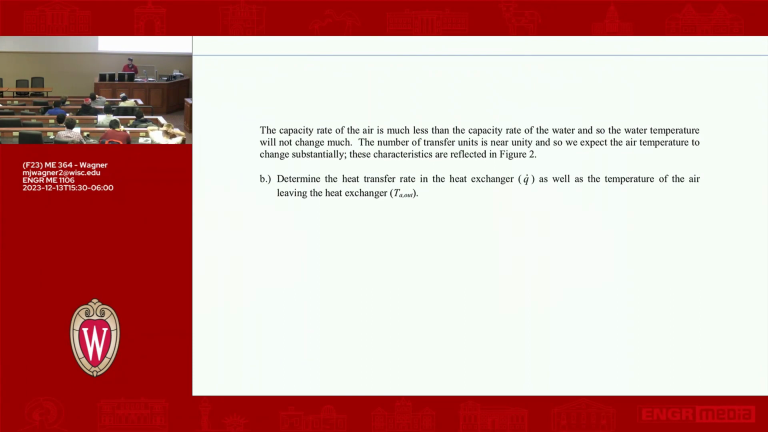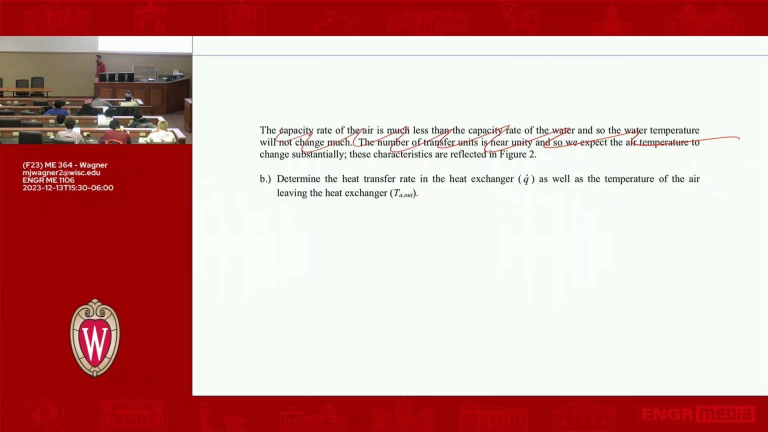Here I've included in my blank the answer. So part B says determine the heat transfer rate in the heat exchanger as well as the temperature of the air leaving the heat exchanger. So how are we going to approach this? I guess we're only given the inlet temperature conditions.